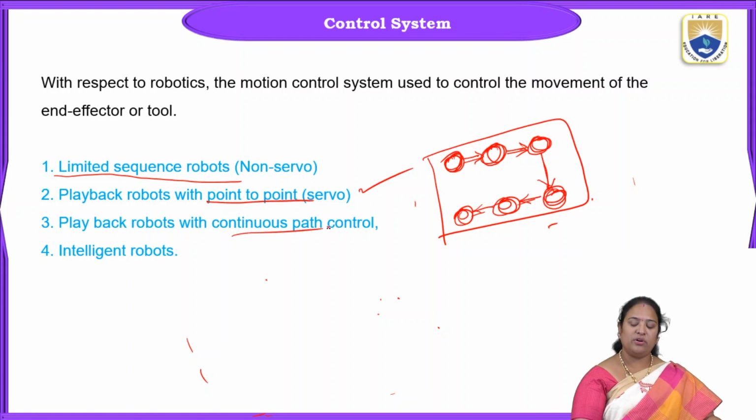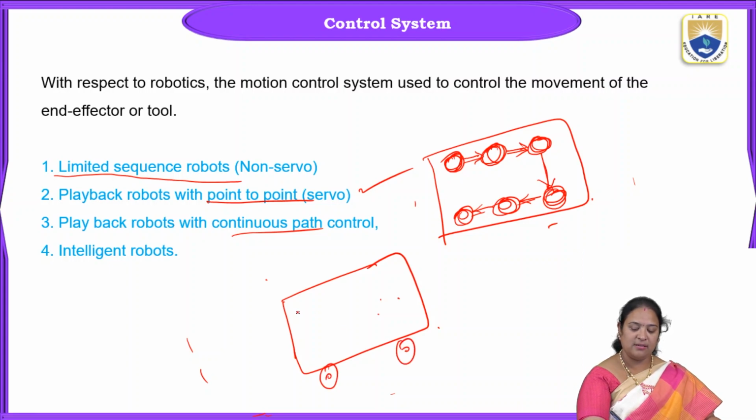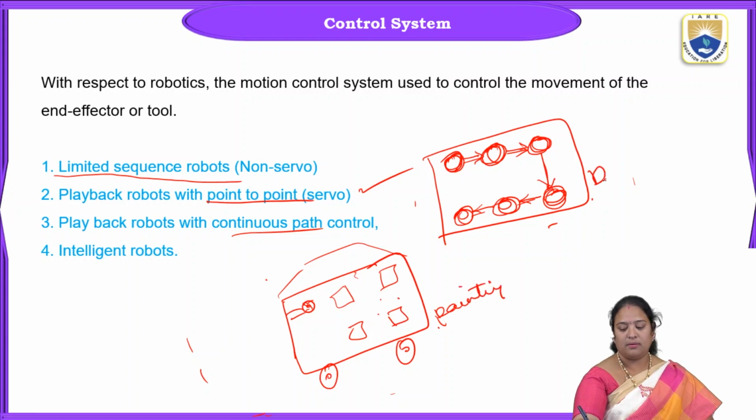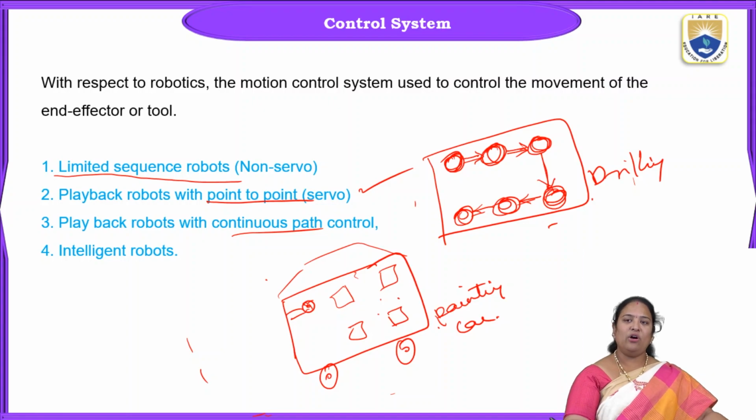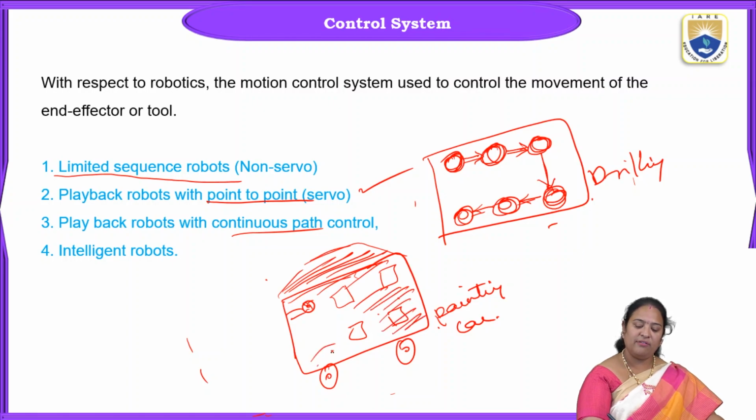Whereas in the continuous path control system, what is happening? For example, let us take spray painting, and this is the steering of a car. We need to do some thermal spraying, some painting to the car. When we need to paint the car, it cannot be done with point-to-point spraying. We cannot do any sort of point-to-point spraying. The operation will be done in a continuous path, this painting will be done in a continuous path in this particular way.